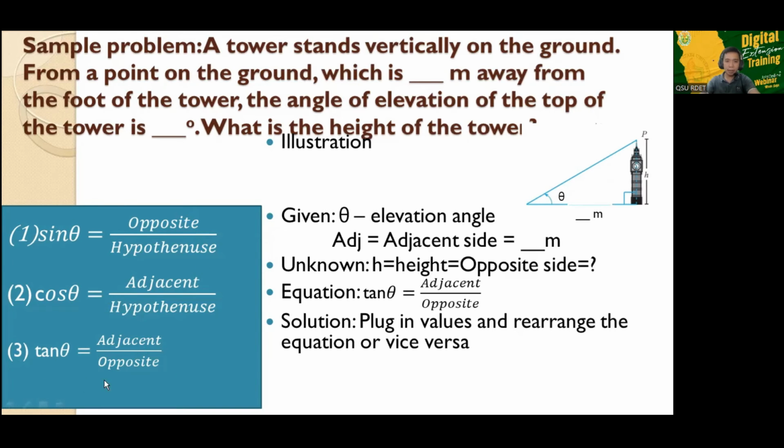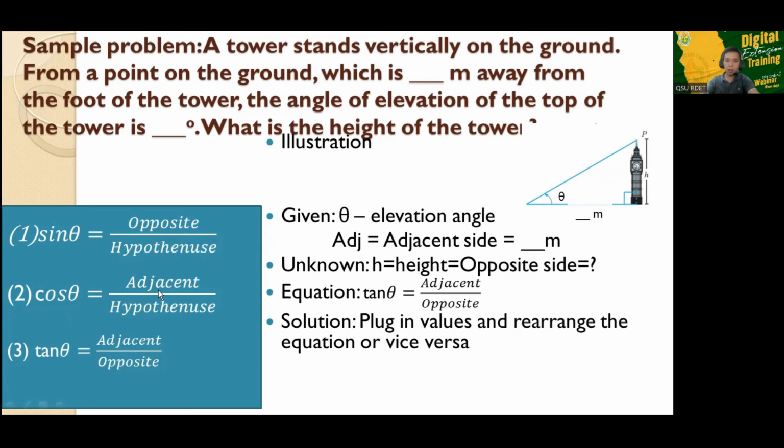Looking at the equations, all of them involve the angle, but let's take a look at the other information. Equation number 1: opposite. Do we have the opposite side? Yes, we have. Hypotenuse? Unfortunately, we don't. Since we don't have the hypotenuse, we cannot use equation number 1.